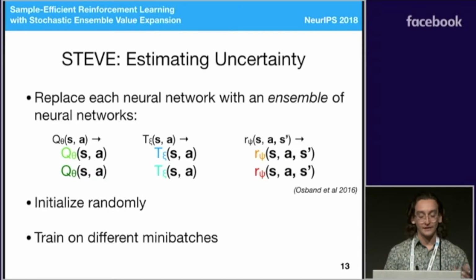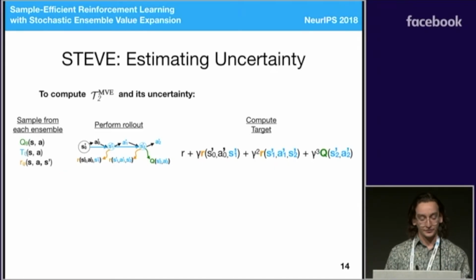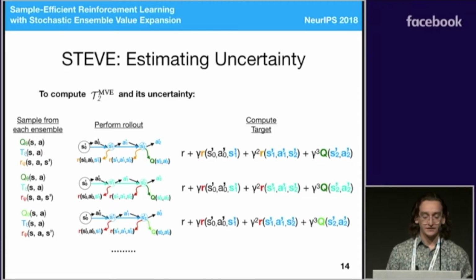We can then sample many different combinations of these functions to get different estimates of the MVE target. So let's say we wanted to compute the 2-horizon MVE target and its uncertainty. We would start by sampling a neural network from each of our ensembles, and then just compute the target as regular. In this case, we sampled dark green, blue T, and orange R. If our ensemble sizes are small, in this case we only have 2 of each, we could exhaustively enumerate the combinations of ensemble members, but in general, what we want to do is resample several more times and get many different estimated values of our 2-horizon target.